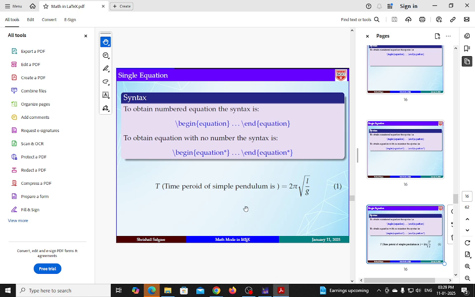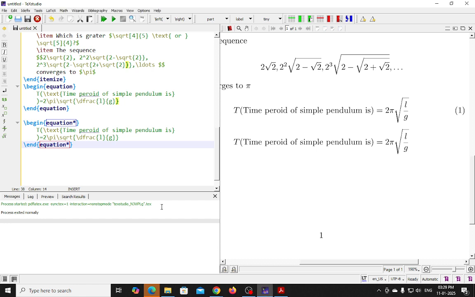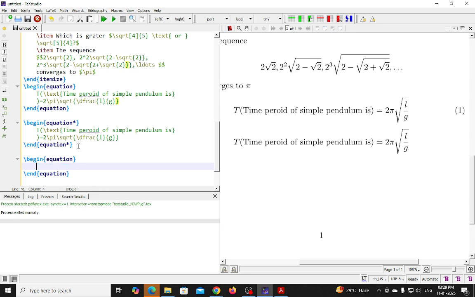Now the next one. Many times, suppose we have to generate such type of equation. This is a square equation, a plus b bracket square is equal to. We are having multiple lines under the equation, and that equation is numbered as 2. Whatever we learned, I will continue with that. First thing, I will start with begin equation and end equation, because I need a numbering. So what is the equation? a plus b whole square is equal to a square plus ab plus ba plus b square.